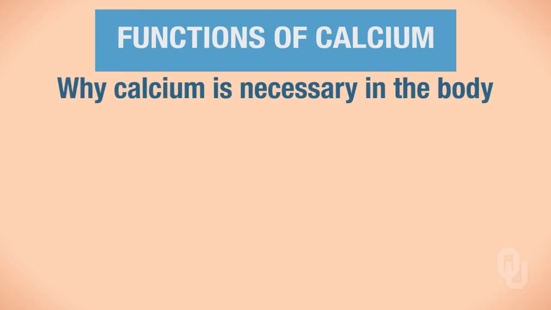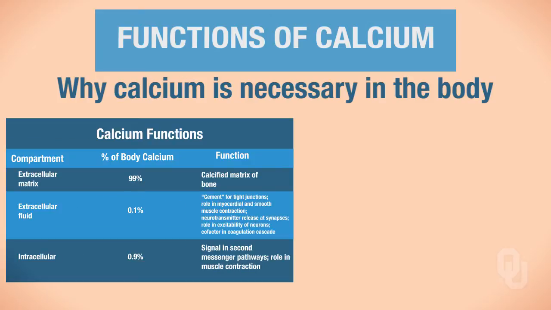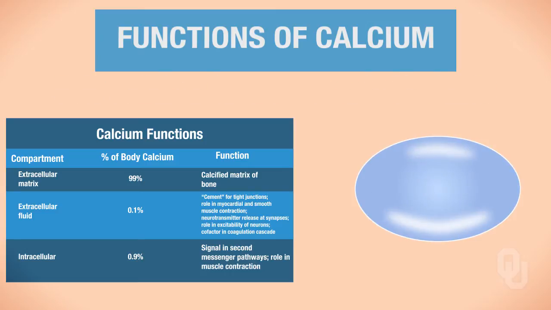First off, it's important to understand why calcium is necessary in the body. We have several different functions for calcium depending upon whether it's in the extracellular fluid or the intracellular fluid. So let's just draw a cell to begin with, and we'll indicate where the extracellular fluid and the intracellular fluid is located. From this table, you will notice that you have a higher concentration of calcium within the cell, or in the intracellular fluid, and a lower concentration of calcium outside of the cell, or in the extracellular fluid.